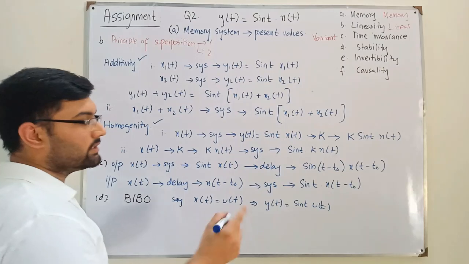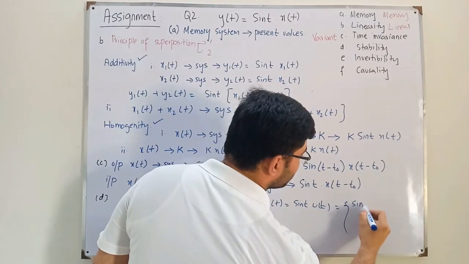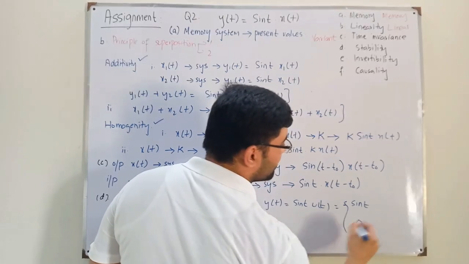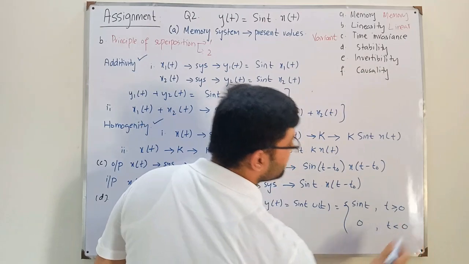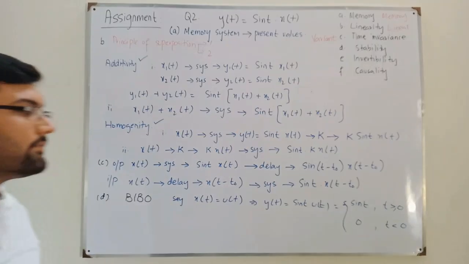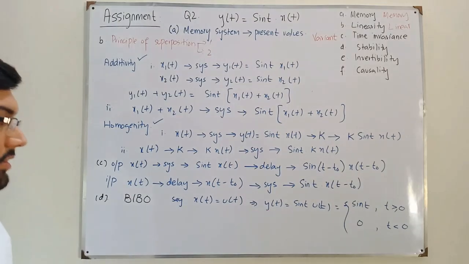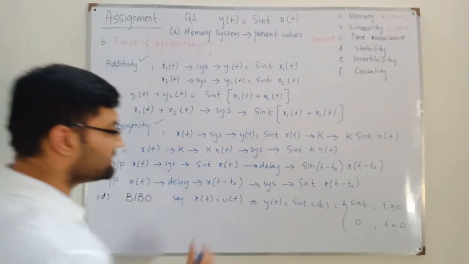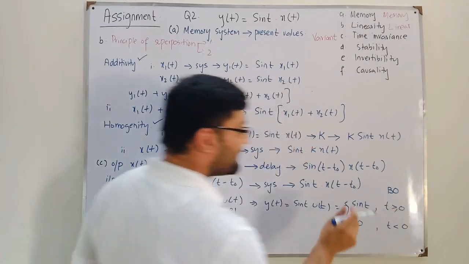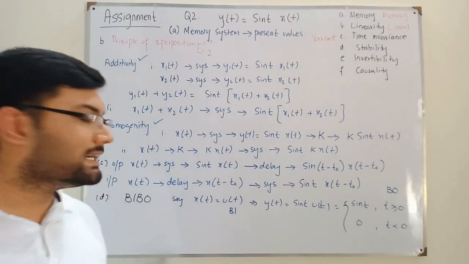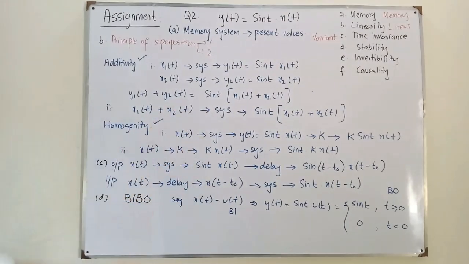Isn't it so? So now this could have two possibilities. It could be sine of t or it could be 0. So this would be sine of t for t greater than or equal to 0. This would be 0 for t less than 0, because the unit step function does not exist when t is less than 0. So have a look, you have a bounded output for a bounded input. This is a bounded input. This is a bounded output. Which means that the BIBO criteria has been satisfied. So you can say that this is a stable system.